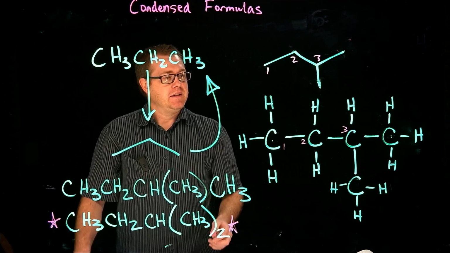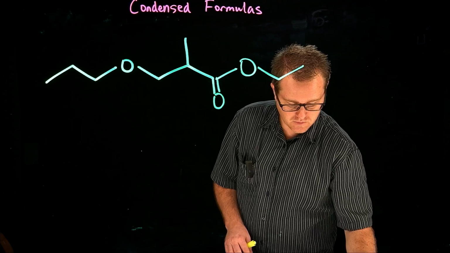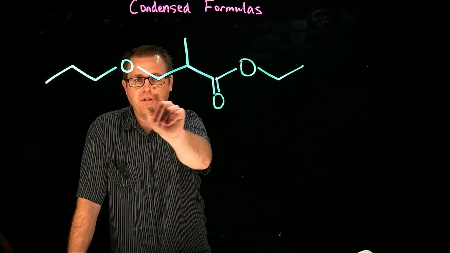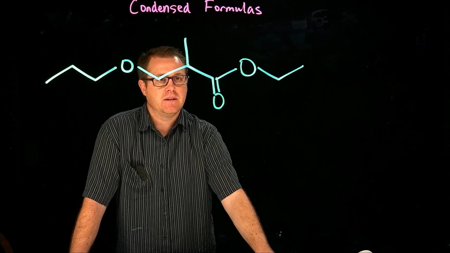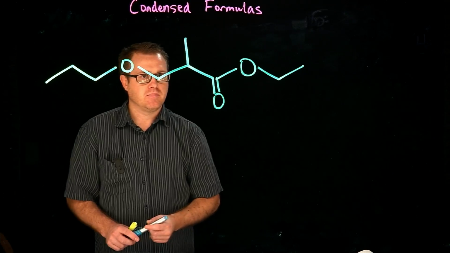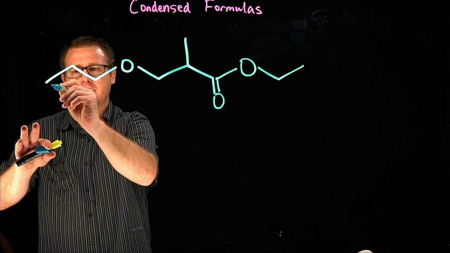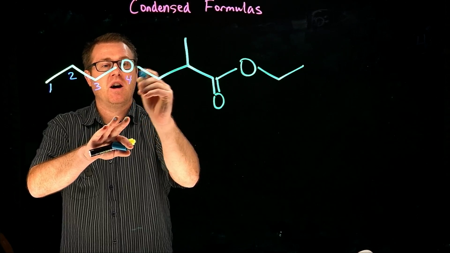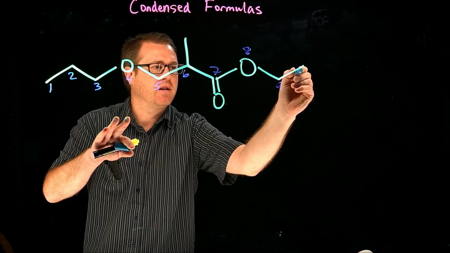Okay. So let's tackle another one. So here's a molecule that has an ether in it and an ester. We haven't taken a look at an ester yet. So as we approach this here, let's see, we can number it like this. Let's number the oxygen this time, just to keep the numbers consistent here.